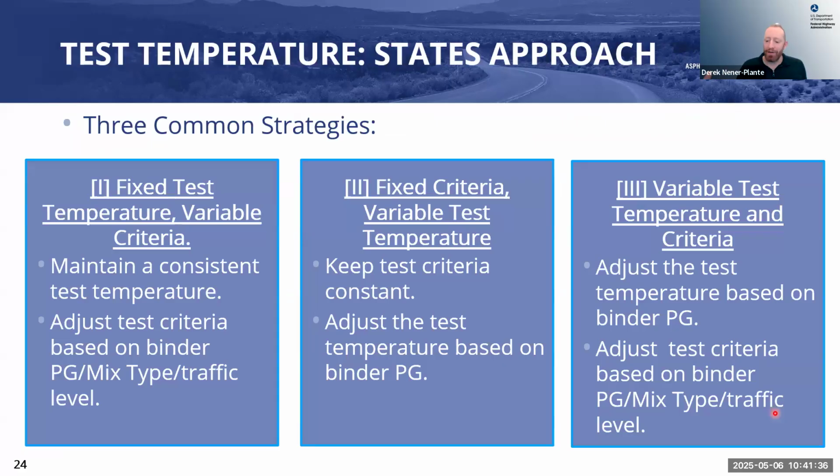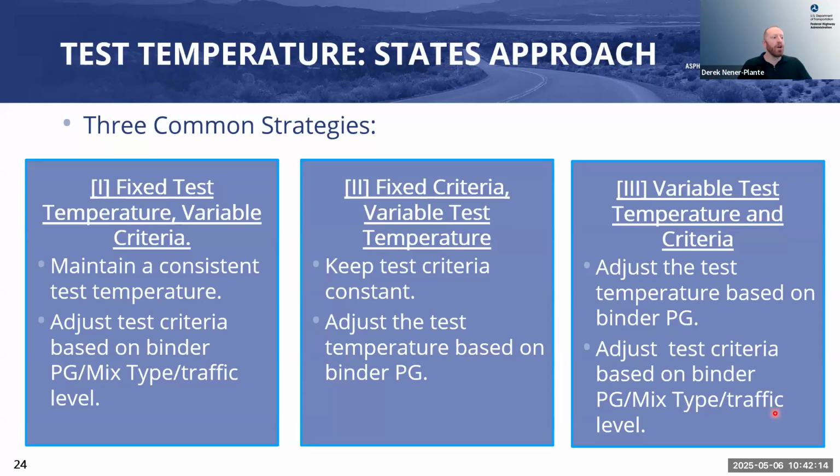So when thinking about this, we put together three common strategies with testing and how you can adjust it for your condition. One is fixed test temperature, variable criteria. The example here would be to maintain a consistent test temperature and then adjust your criteria. We have examples of this in the next slide. I would say most take this approach with something like Ideal CT. You have different mixes, you're going to test all at 25C, but you adjust the criteria based upon the type of mix, maybe the binder PG, traffic level, etc.